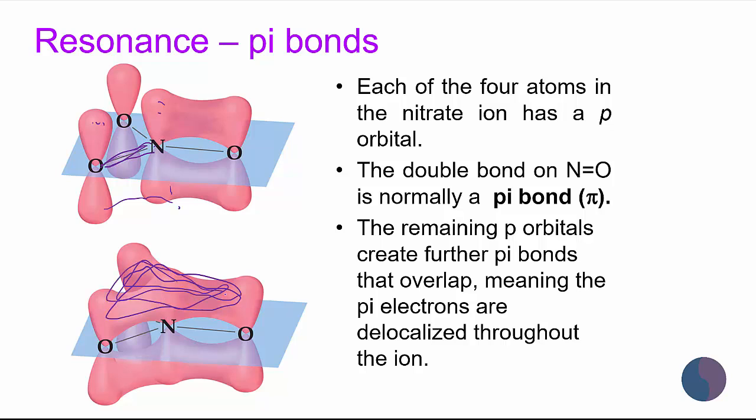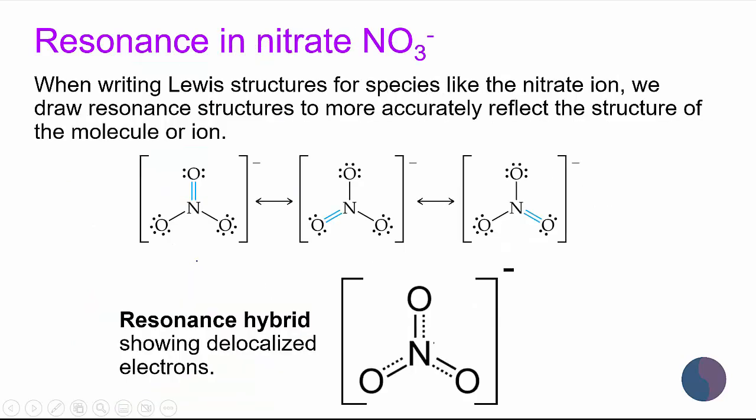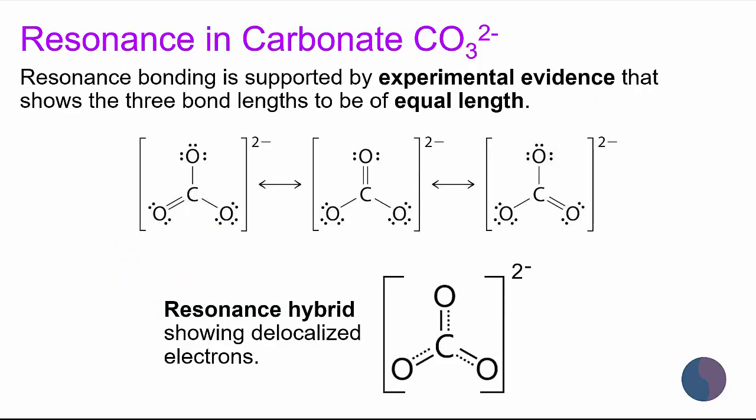We will go into sigma and pi bonds in a separate video in a lot more detail, but that's just to let you know what's going on. They're floating above and below and resonating, so that they're all at an equal distance. The experimental evidence shows that.